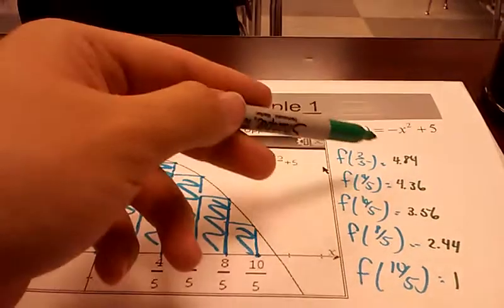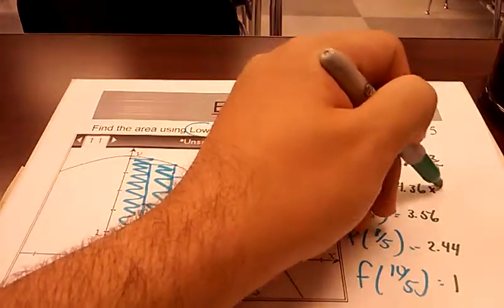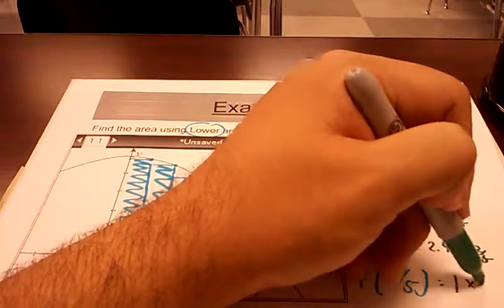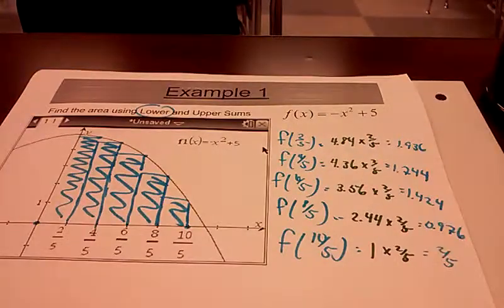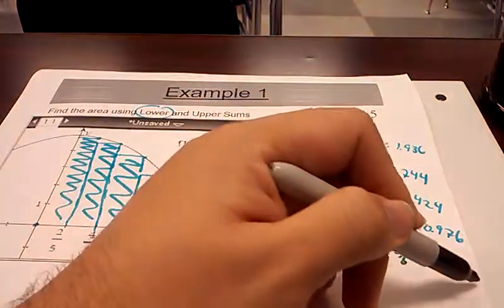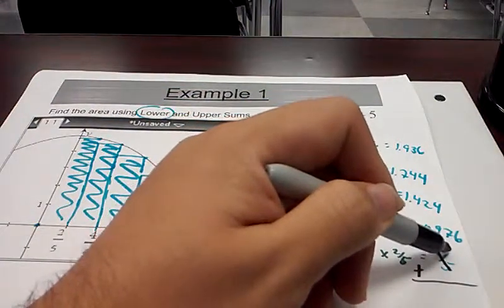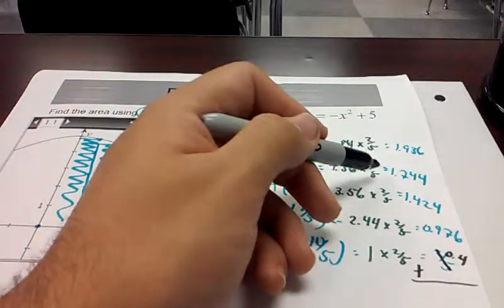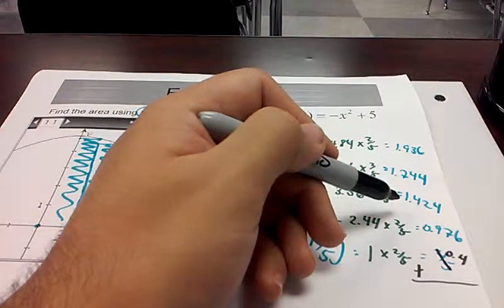So what I'm going to do is I'm going to multiply each one of these by the width. So I'm going to multiply by 2/5 for each one. And so I'm going to take a second and see what those values are going to give me. All right, so here are all the values of each individual area. And I don't know why I put 2/5 there. That should be 0.4.